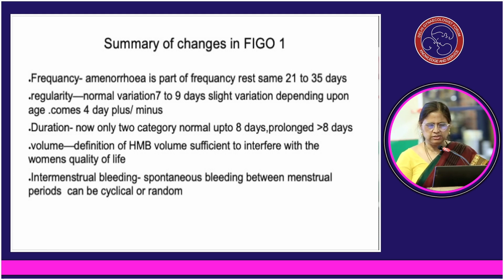And what are the changes? We all know this ongoing classification; I am going to tell in detail now, one by one, what has changed in the system 2 classification. So whenever we are talking about PALM-COEIN, that means we are talking about system 2. And what has changed in system 2 from the 2014 classification to the 2018 classification, this I am going to take.